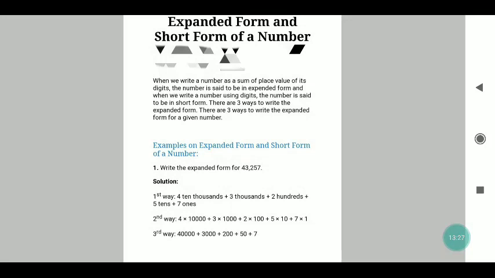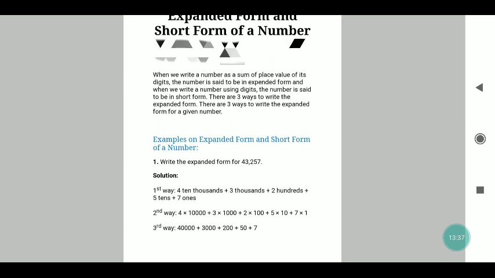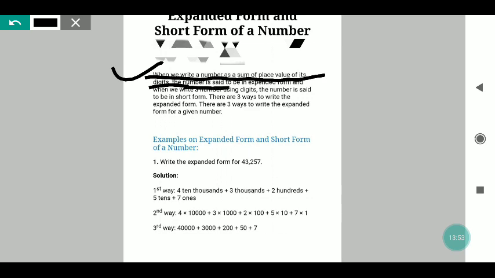Next, my dear, is the expanded form and the short form. What does it mean? Just see. When I am reading this line, what is written: when we write the number as a sum of the place values of its digits, the number is said to be in expanded form. What does it mean, my dear? We are going to do this question, then we will understand.